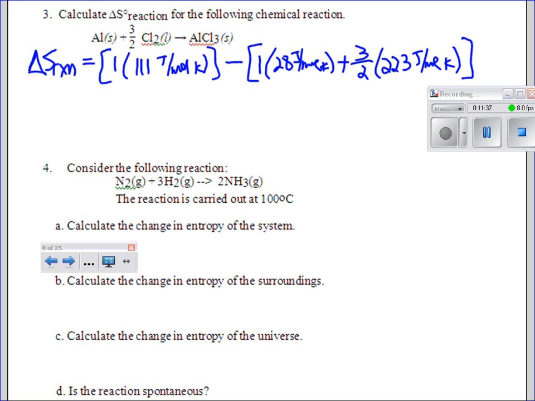All right, y'all, check my math. They got negative 252 joules per mole Kelvin. Yeah?